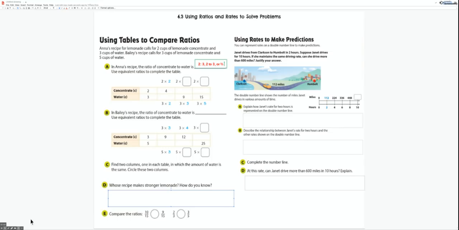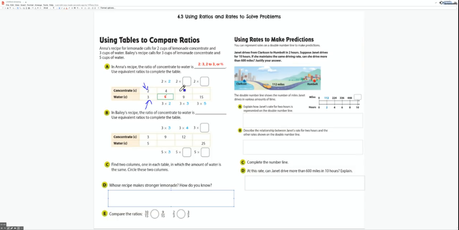So let's see here. We put Anna's original ratio of 2 to 3 to start the ratio table. So 2 cups of concentrate and 3 cups of water. And then they're taking that original ratio of 2 to 3 and they're multiplying it each time. So the next set of numbers in the table, they took 2 and multiplied it by 2 to get 4. And then you're going to take 3 and multiply it by 2, which would be 6. As long as you're multiplying by the same number on the top and the bottom of the table, then you have equivalent ratios.